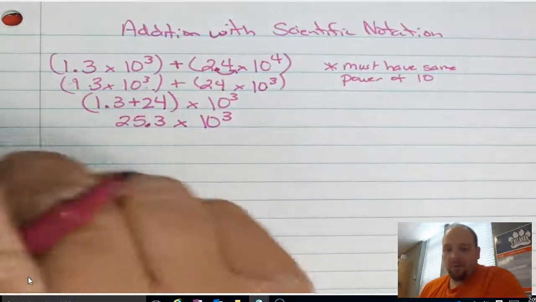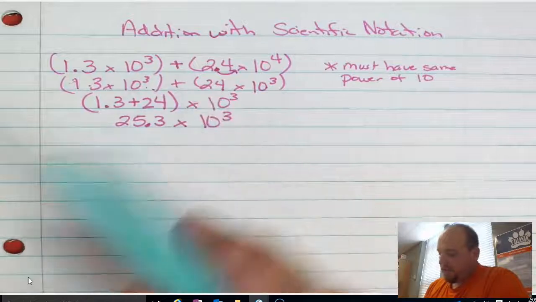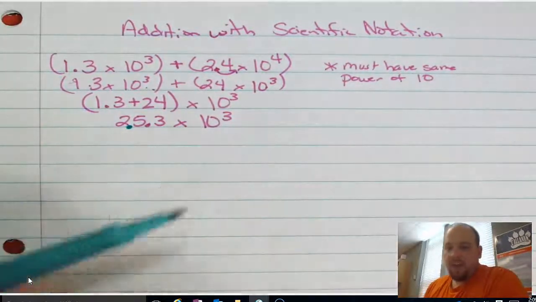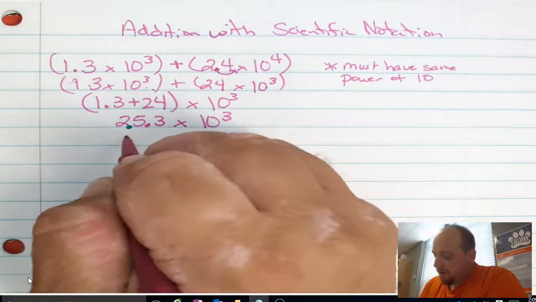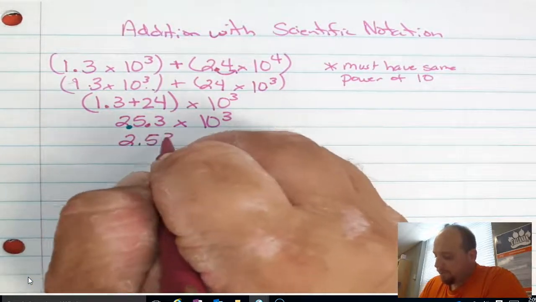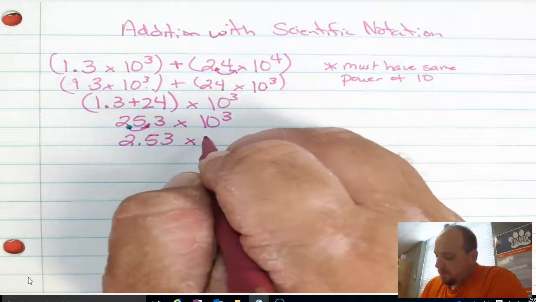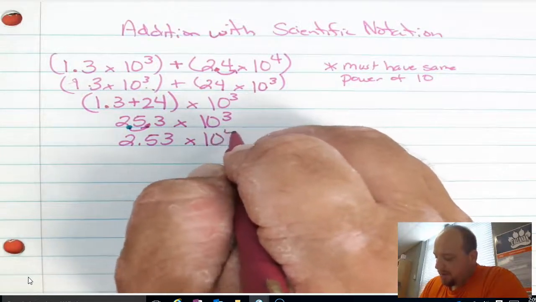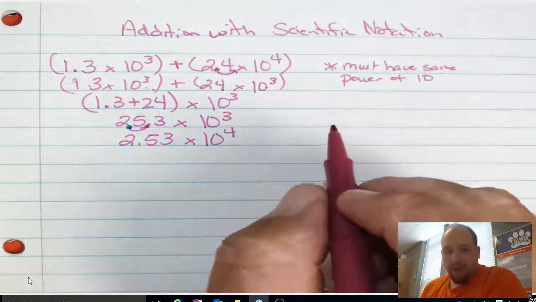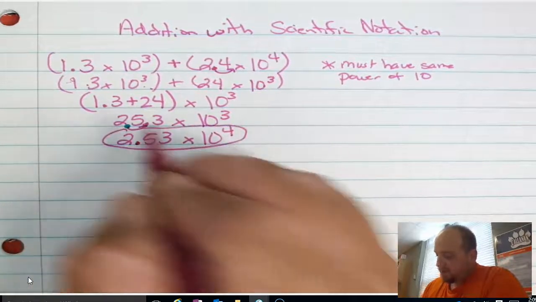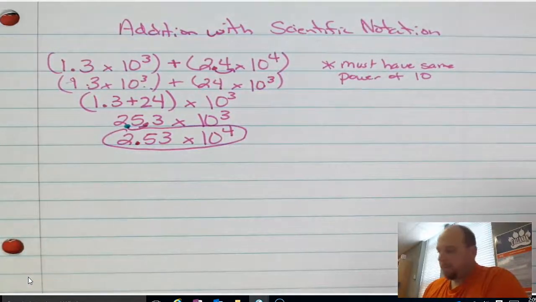which I know that I don't want to have a number that's greater than 10. So as a result, I need to place the decimal right here between the 2 and the 5 so that I have a number that is between 1 and 10. So I'm going to have 2.53. How far did the decimal move? The decimal would move one spot to the left, so I'd end up with an answer of 10 to the fourth power. As a result, I have 2.53 times 10 to the fourth power.